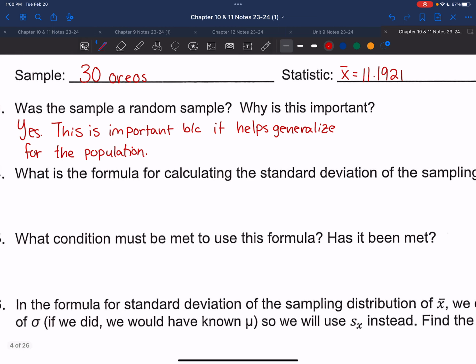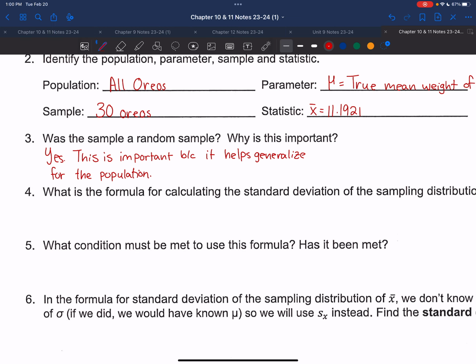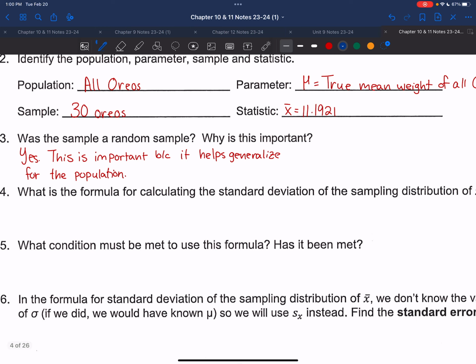All right, so at the end of this test, whatever results we find, if we find they're statistically significant, we can say that's statistically significant for all Oreos, for the entire population. And so when you're doing this type of test, you just got to remember your conditions. So this is condition number 1. You have to show that it's random.